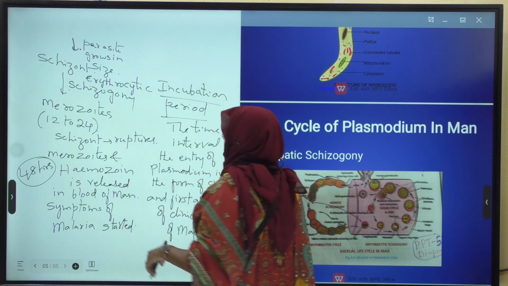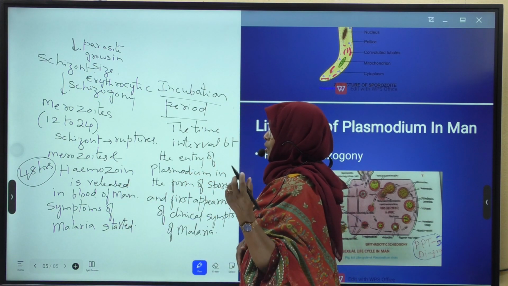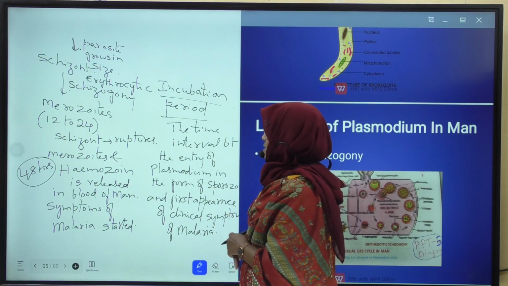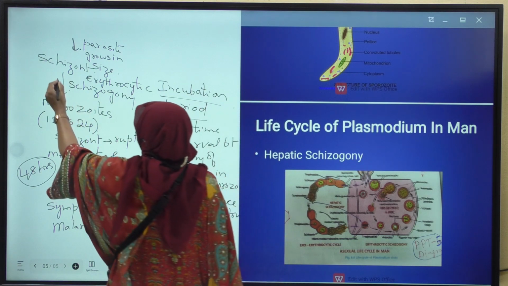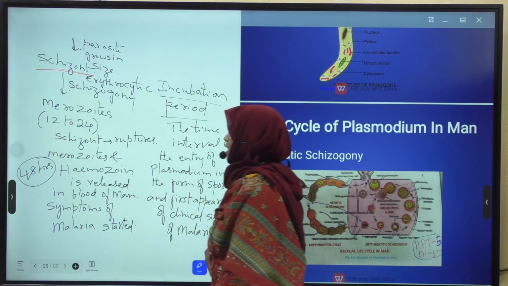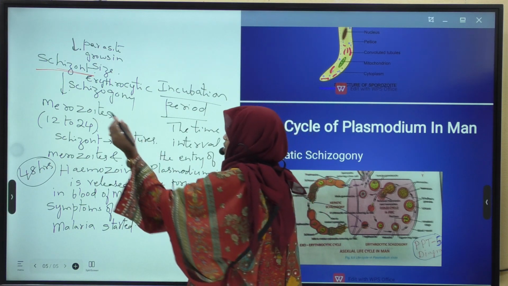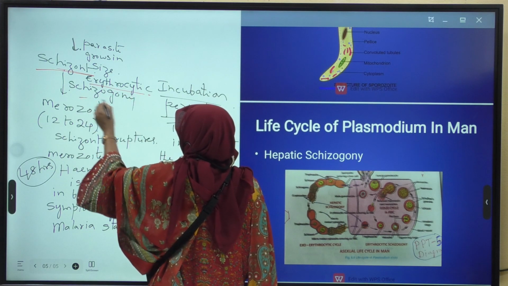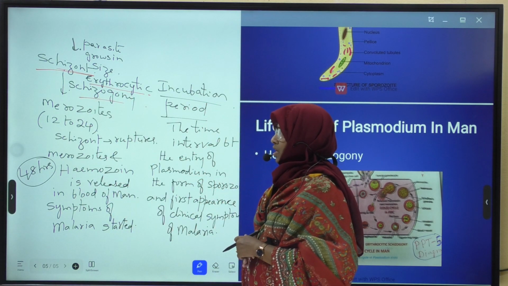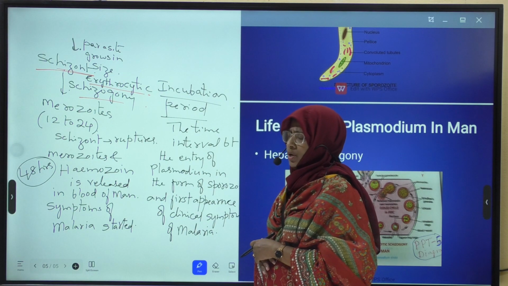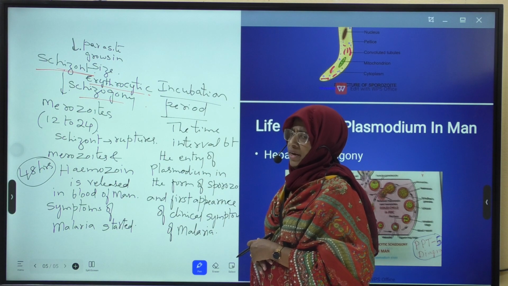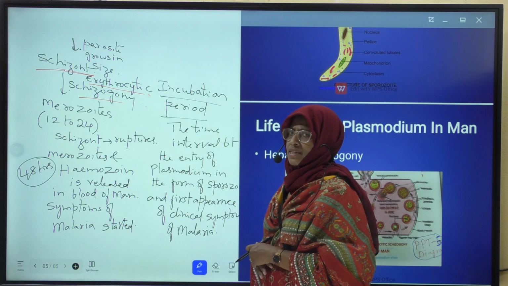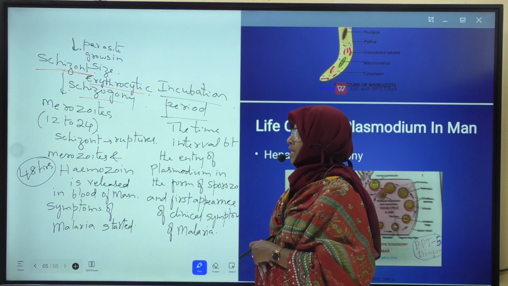Now what happens? The parasite grows in size and it almost occupies the RBC and enters into the Schizogony stage. In the Schizogony stage, what happens? Erythrocytic schizogony takes place. Schizogony means the nucleus divides into many nuclear bits. Nuclear division is followed by cytoplasmic division. Cytoplasm also divides into many cytoplasmic bits.